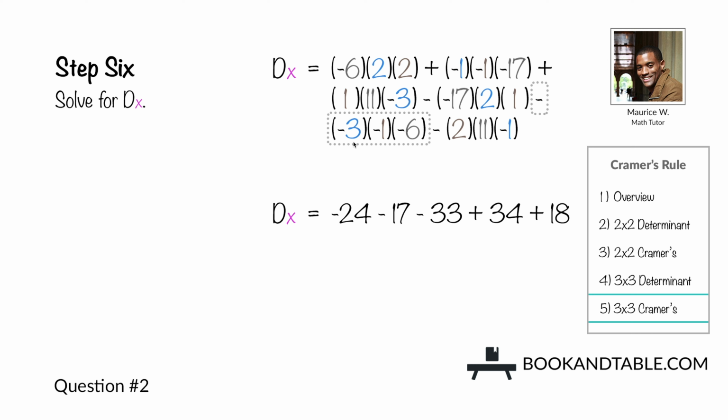-1 times -3 is +3, times -1 is -3, times -6 is +18. And -1 times 2 is -2, times 11 is negative 22, times negative 1 is positive 22. So we get dx is equal to negative 24 minus 17 minus 33 plus 34 plus 18 plus 22, which would be equal to 0.